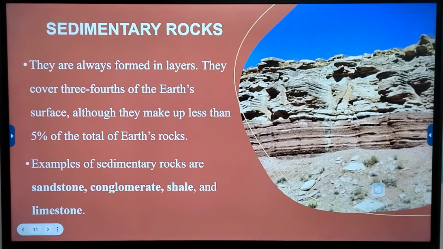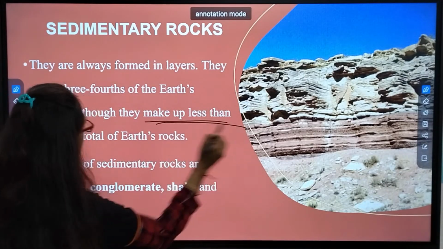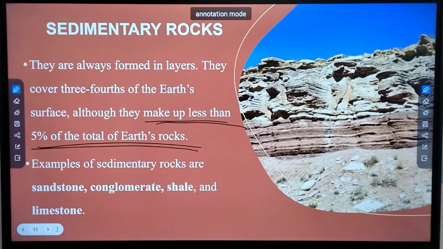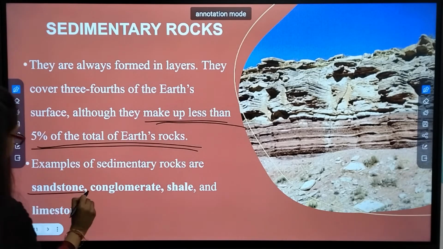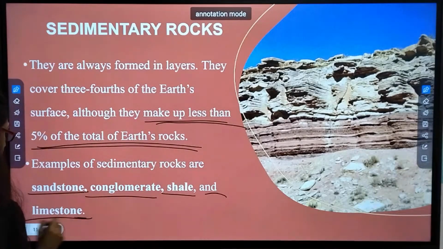Understood? I think you have understood how sedimentary rock formation happens. These are always formed in layers. They cover 3/4 of the Earth's surface, although they make up less than 5% of the total Earth's rock. I told you it will be less than 5%. See, given also. Examples of sedimentary rocks are sandstone, conglomerate, shale and limestone.